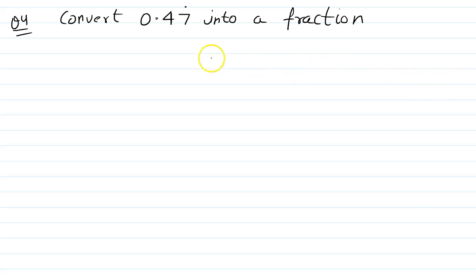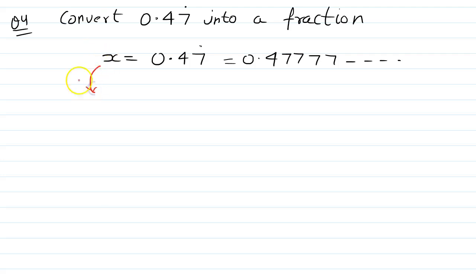Welcome back. If you have tried, now you can check your working against my working. So our first thing is x equal to, suppose x is a fraction, then you can write down 0.47 recurring. Okay, now it means 0.477777 and keep on repeating. Now if we multiply by 10 both sides, so let's multiply by 10 here and 10 here.